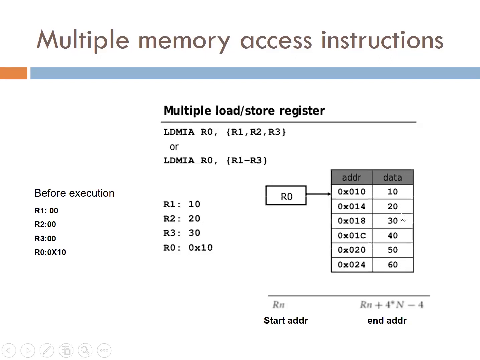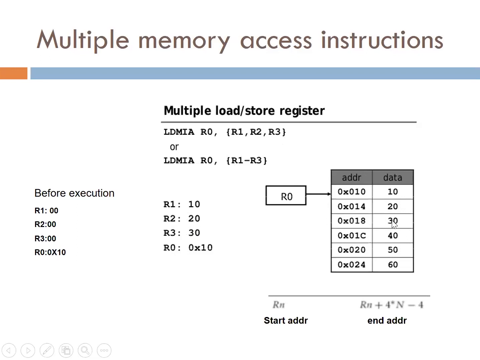So, what is the data present at this memory location? It is 30. Now, 30 will be loaded into register R3. It is in series, right? So here you have R1, R2, R3. In the same order, the data will be loaded. Now, as you have 3 registers here, 3 data will be loaded into 3 registers.